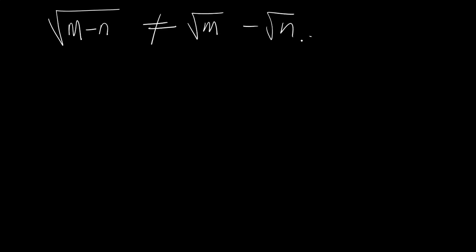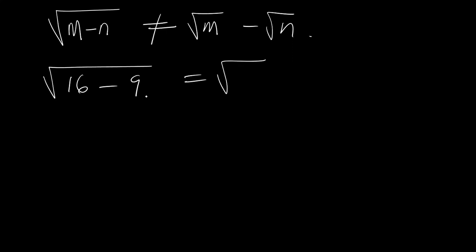Now another rule again, if you have the square root of m minus n, it is not equal to the square root of m minus the square root of n. Like, let's say for example, the square root of 16 minus 9 is equal to the square root of what? 16 minus 9 will give you what? 7. So you have the square root of 7. You cannot simplify this further.